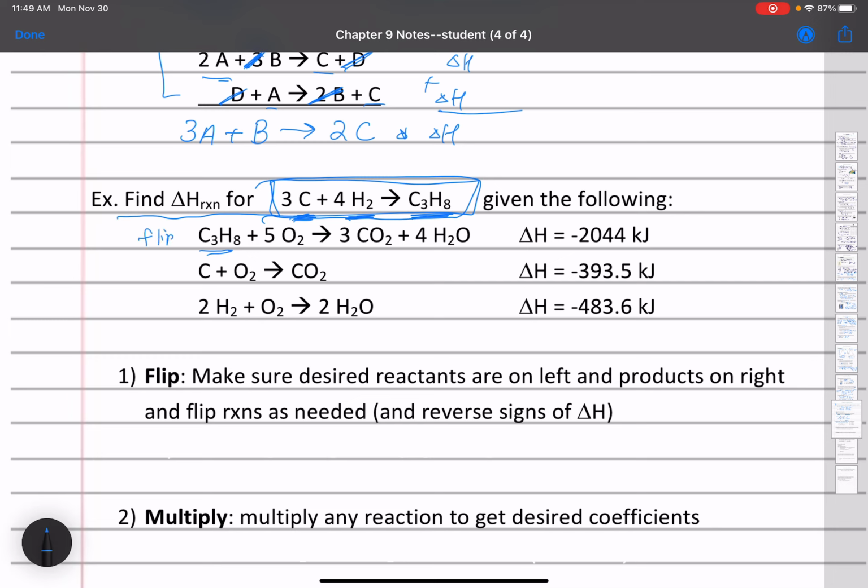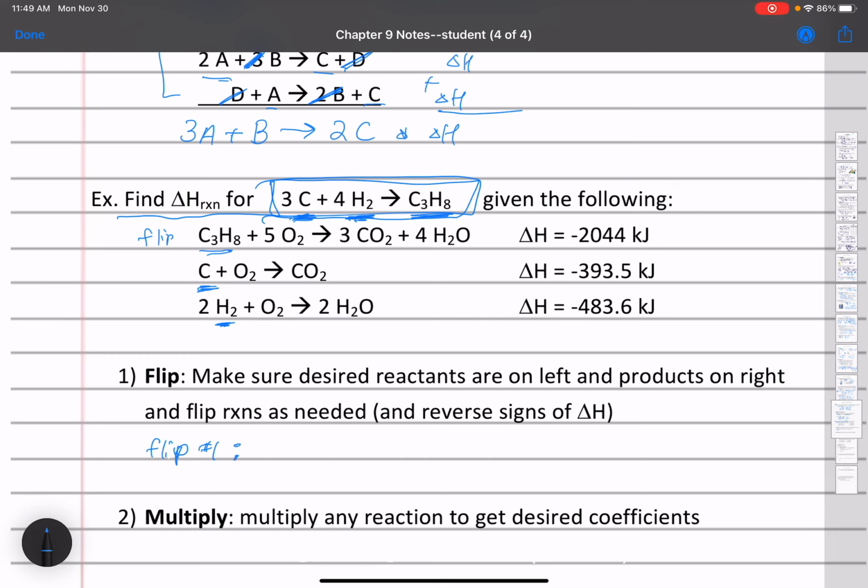This one has carbon, and it's on the reactant side, so that's good. And this one has hydrogen, and it's on the reactant side. It also has other stuff that is not in the overall equation, but I'm just looking at which ones I need to flip. I want to make sure things are on the correct side of the equation. So the only one I need to flip is that first one. So I'm going to flip or reverse equation number 1.